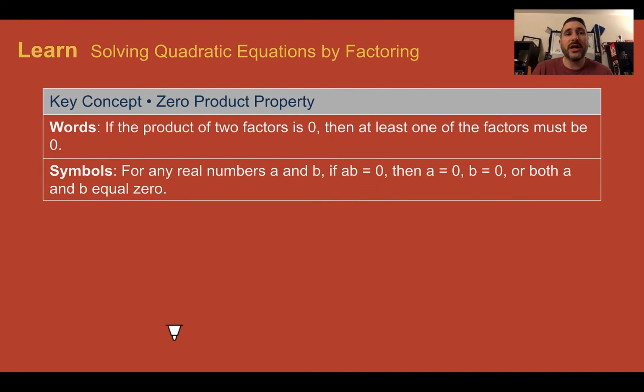Let's learn solving quadratic equations by factoring. Our key concept is the zero product property. So what this property says, and it's super important when solving by factoring, if the product of two factors is 0, then one of those factors must be equal to 0, because anything times 0 is 0. So if you had two numbers, a and b, so a times b, then either a or b, or both, have to be equal to 0. That way you get 0 as your answer. It doesn't matter what the other one is. If one of them is equal to 0, then the total is 0. And that's going to be important going forward.